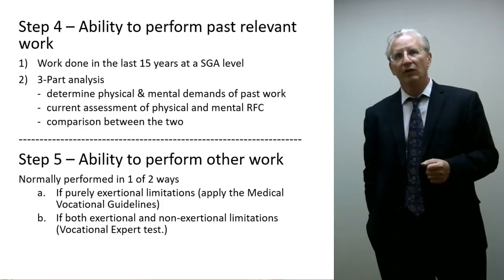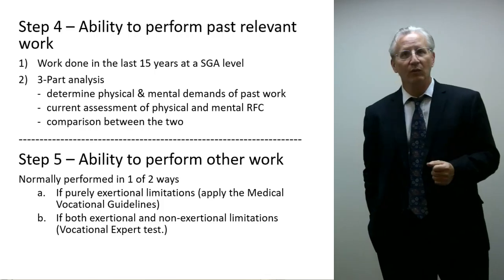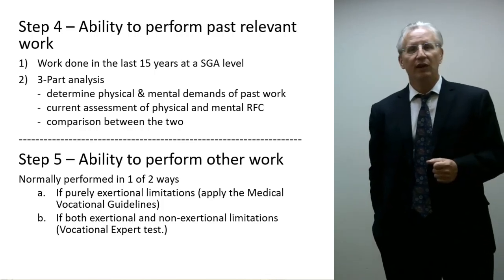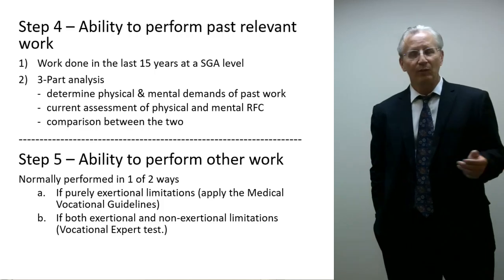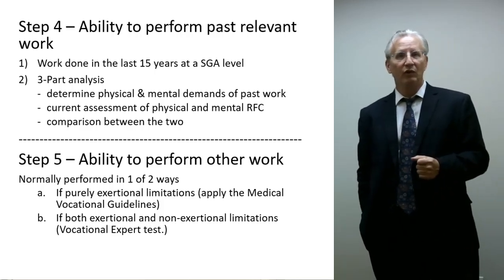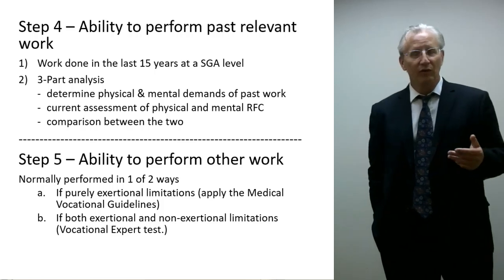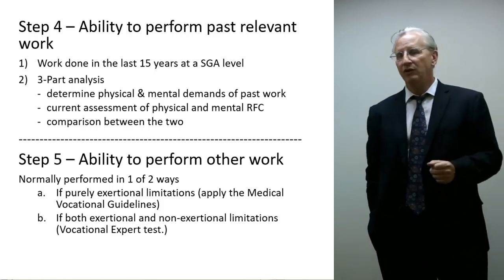So let's kind of recap. Step 4 is the ability to perform past relevant work, which is work that was done in the last 15 years at a substantial gainful activity level. It's a 3-part analysis. Determine what the physical and mental demands of past work were, make an assessment of what the person can actually do now, physically or emotionally, and then just compare the two.